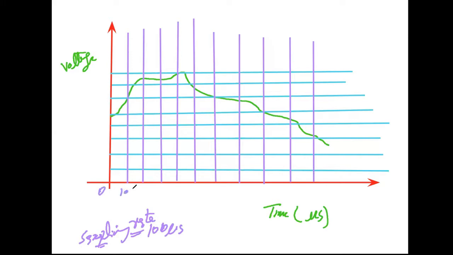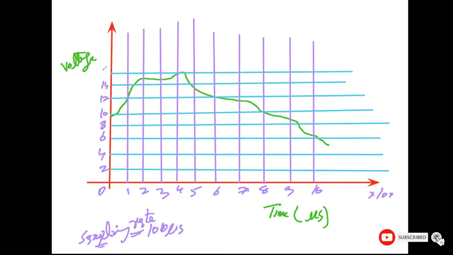Let's say this is 100, 200, 300, 400, 500, 600, 700, 800, 900, 1000. And let's say this axis is 2, 4, 6, 8, 10, 12, 14, 16. So can you tell me how many bits I will require in this case?